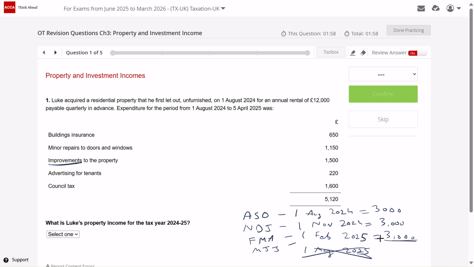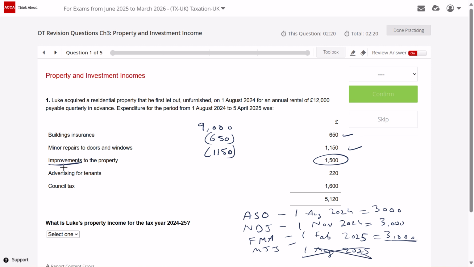So on cash basis, my rent is 9,000. I mean, my rental income is 9,000. So talking about expenses, can I say 650 is something allowable? So I will deduct this. 1150 is again allowable. So I will also deduct this. Improvements. Can I say this is not a recurring or revenue expenditure?